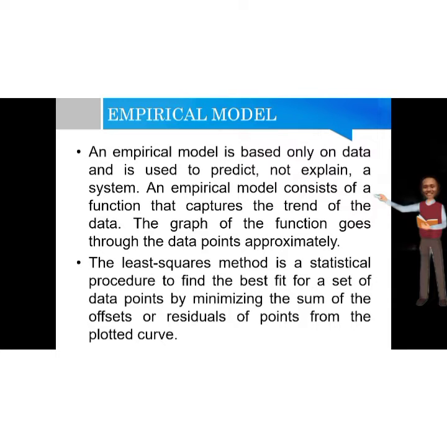The least squares method is a statistical procedure to find the best fit for a set of data points by minimizing the sum of the offset or residual of the points from the plotted curve. Empirical modeling refers to any kind of modeling based on empirical observation rather than on a mathematically describable relationship of the system model.